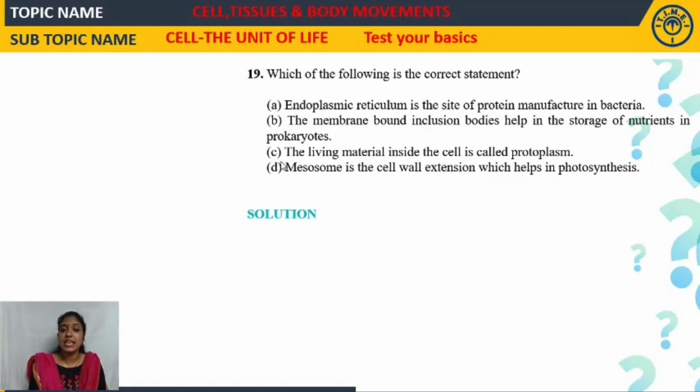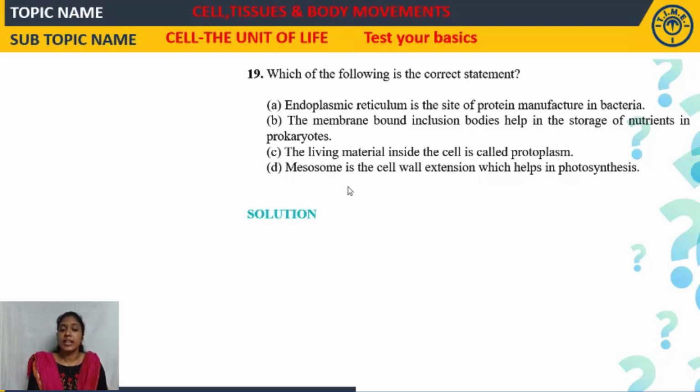C. The living material inside the cell is called protoplasm. Yes, that is correct. A cell will have a cell wall, or if it is a plant cell, a cell wall. Other than that it has a cell membrane or plasma membrane. Inner to that, it has the living material inside. That is, what all things? Nucleus will be there, cytoplasm will be there, and cell organelles will be there. All these things constitute the protoplasm. So that statement is true.